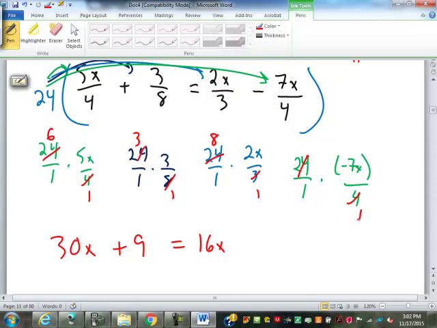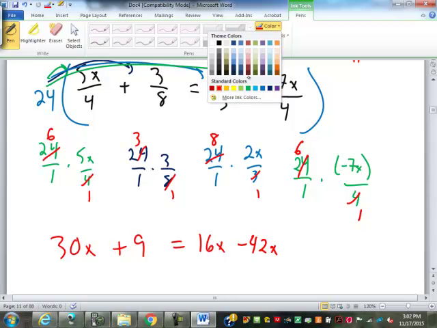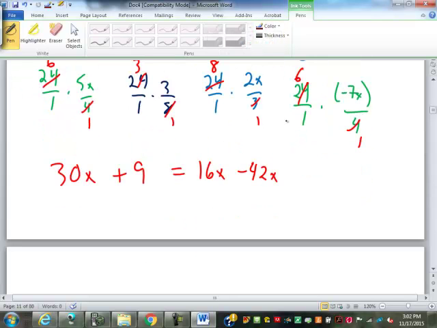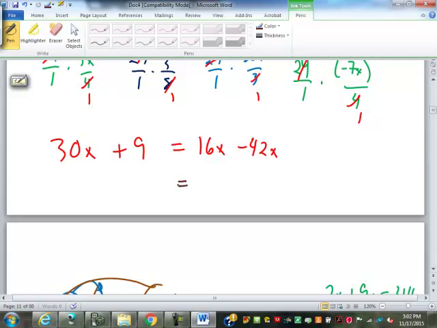So 4 and 24 cross cancel, give me 1 and 6. 6 times negative 7x is a negative 42x. Then what? Simplify. We've got 16 minus 42 is a negative 26x.